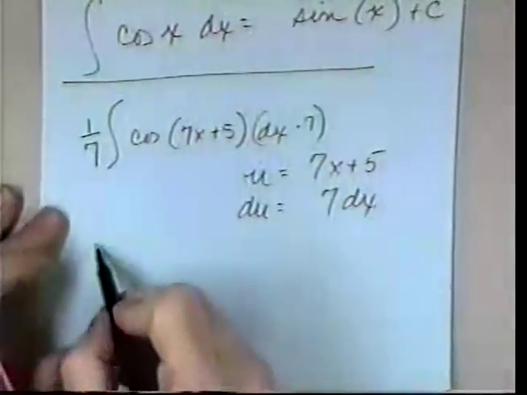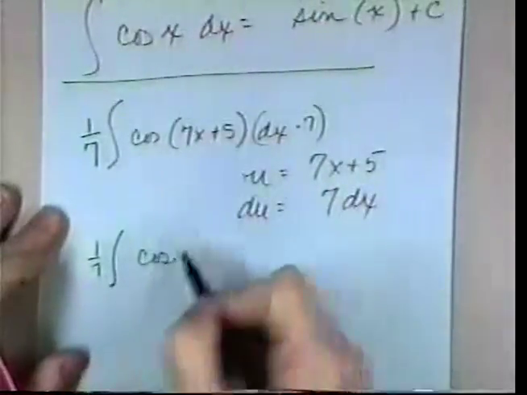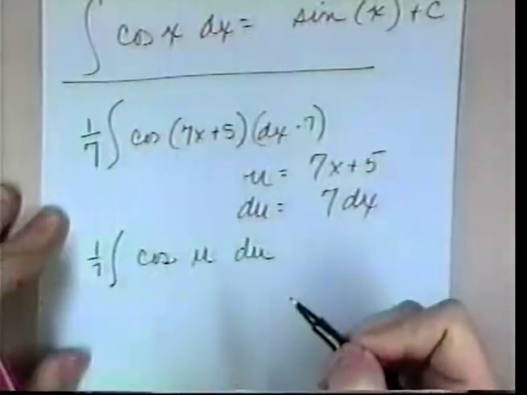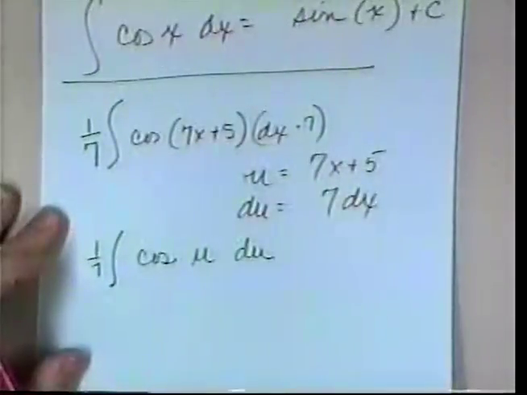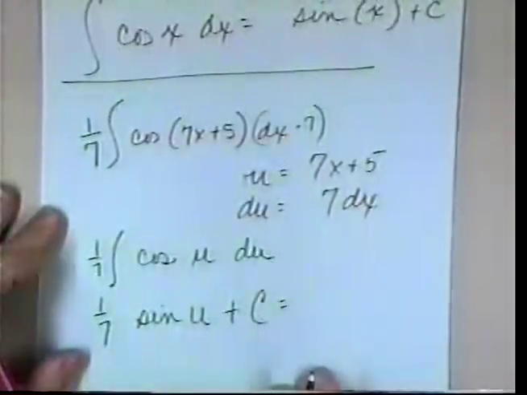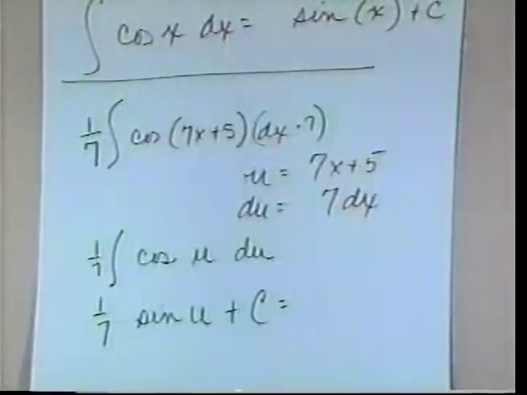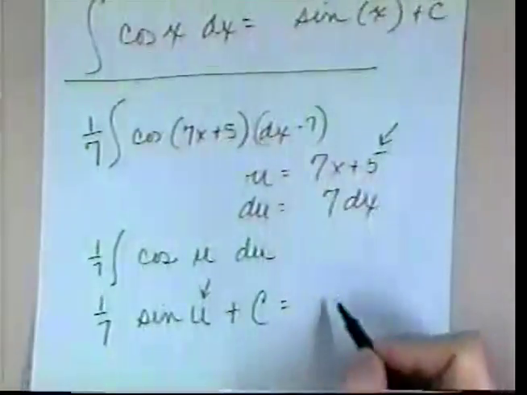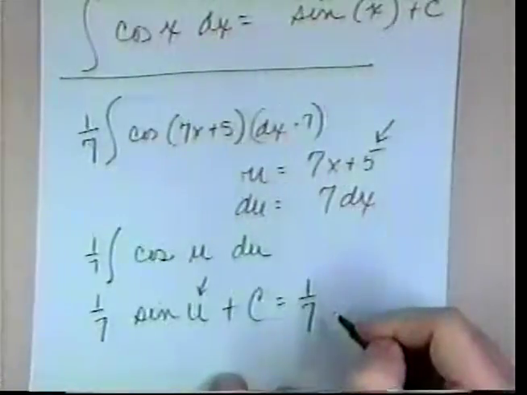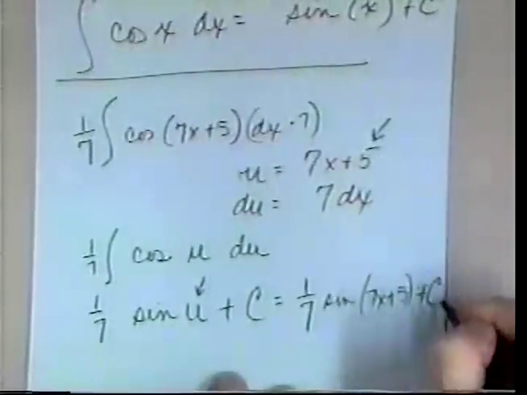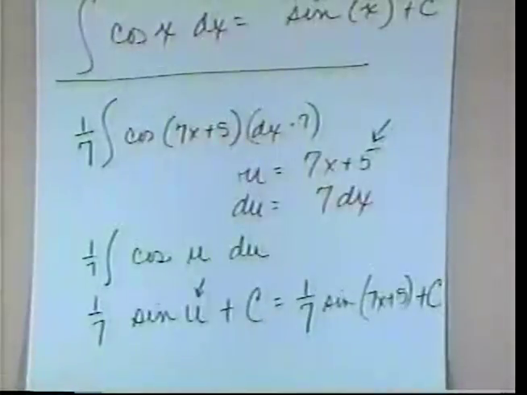So what's going to happen? I've got 1/7 times the integral of the cosine. Now this is u, and this is du. And of course, we just saw the integral of the cosine of u du was the sine of u. So that's 1/7 times the sine of u plus a constant. Now, again, we substituted to find the u. We got out of x into u. Now we're going back to x. So it's going to be 1/7 times the sine of 7x plus 5 plus the constant. Okay.